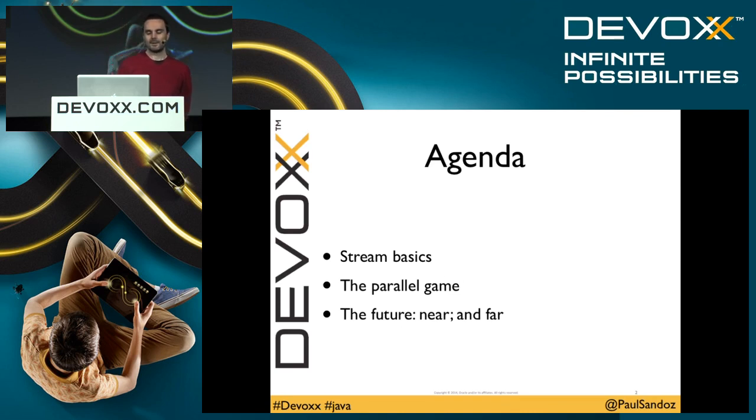Then I'm going to start getting into the parallel game, explaining why you might want to go parallel or why you might not want to go parallel, and how you might decide on what to do there. And then I'll get into what we might do next with streams, both in the near term and the far term, and we'll see how much time we have for that. I'll try and balance things out in terms of that.